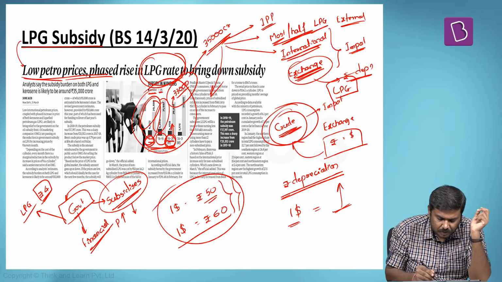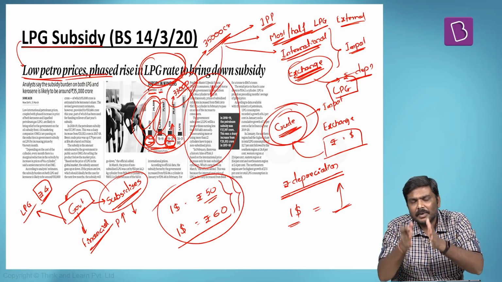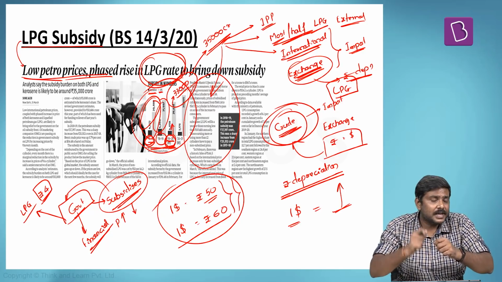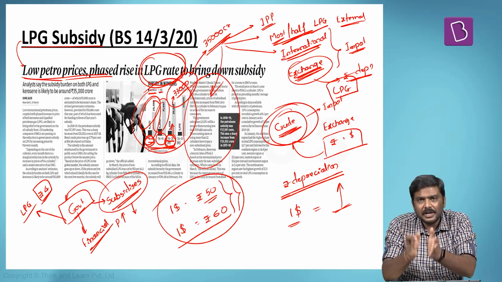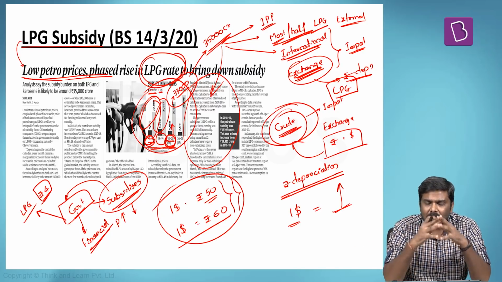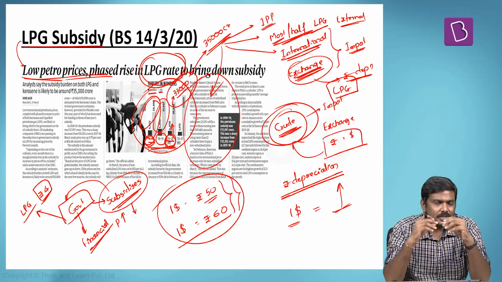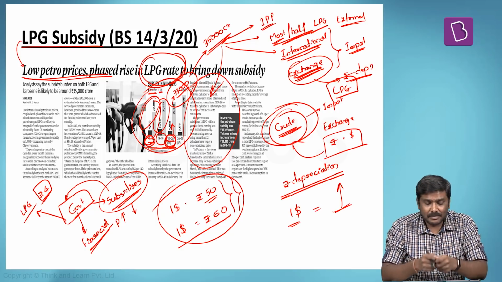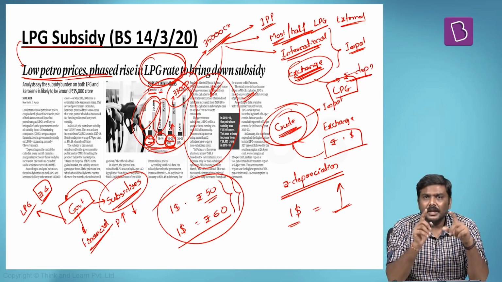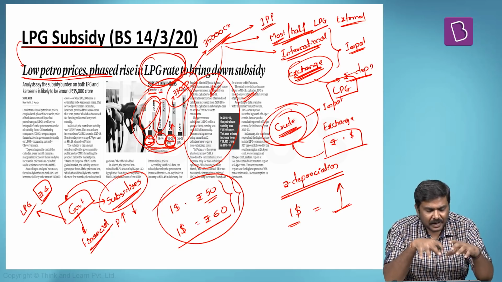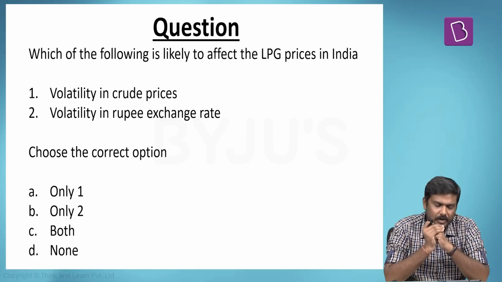Apart from that, they have also mentioned how many subsidized cylinders are supplied by the government per year to the households. The number of cylinders is 12. So just remember this particular number. UPSC might pick up a question on this in the prelims. Now based on this particular discussion, let's solve a question here.